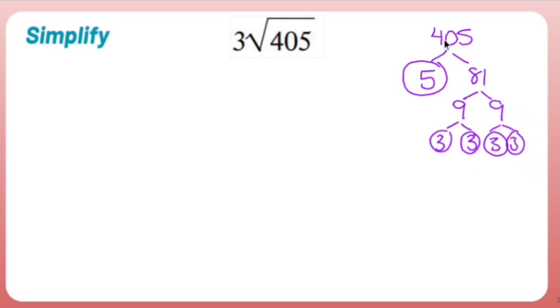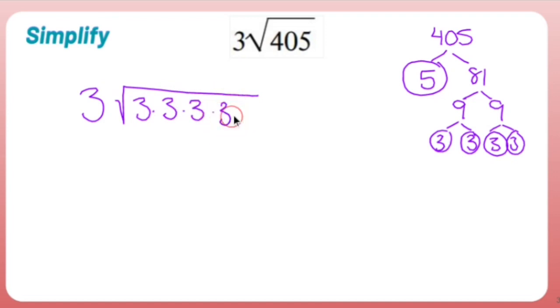So the prime factorization of 405 is 5 times 3 times 3 times 3 times 3, but not in that order. Let 3 still hang out on the outside there. Let's write these in order. 3 times 3 times 3 times 3 times 5.